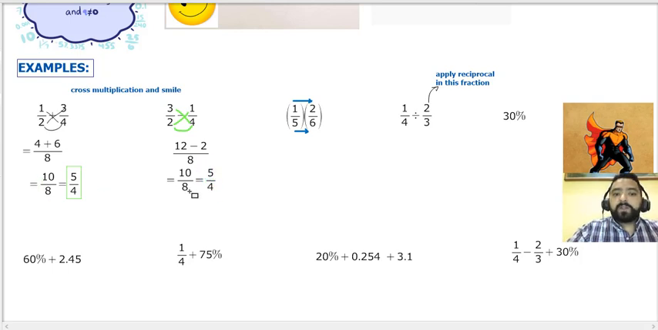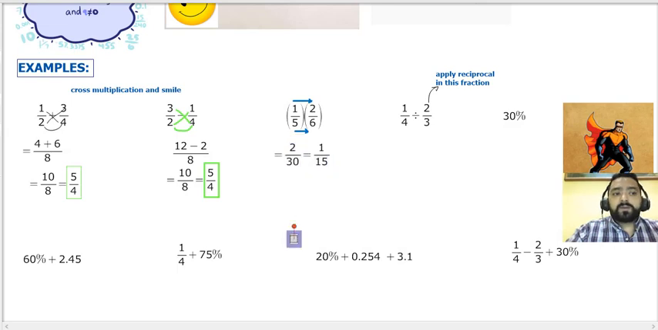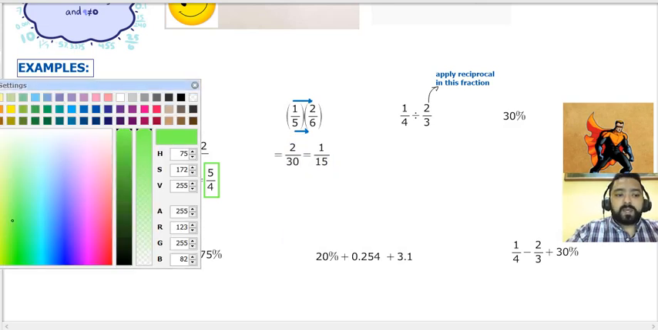So now we are going to pass to multiplication. Remember, to multiply fractions, you multiply numerator by numerator and denominator by denominator. So in this case, we are going to have 1 times 2 gives us 2, and 5 times 6 gives us 30. Remember, it's important to simplify. You're going to have 1 over 15 because we divide by 2. And this is your answer for this multiplication.